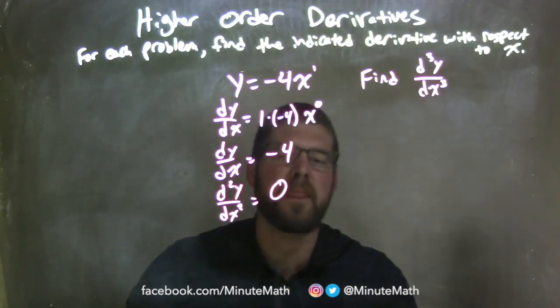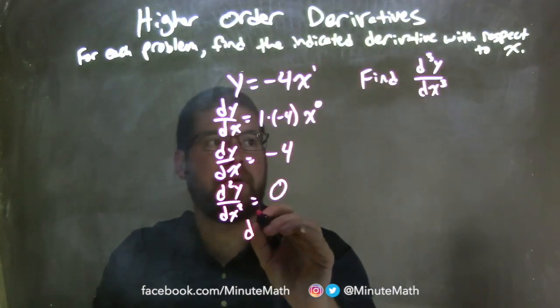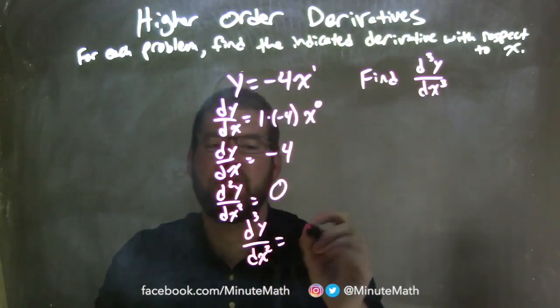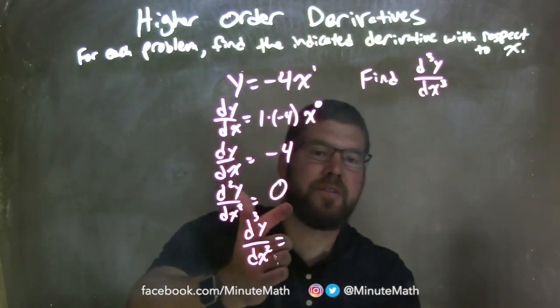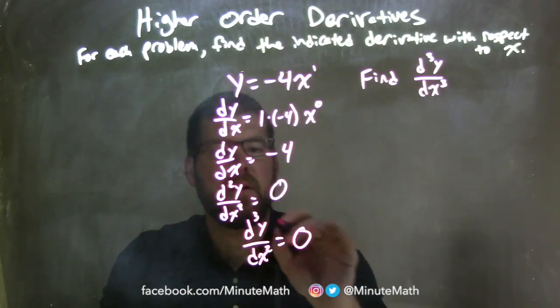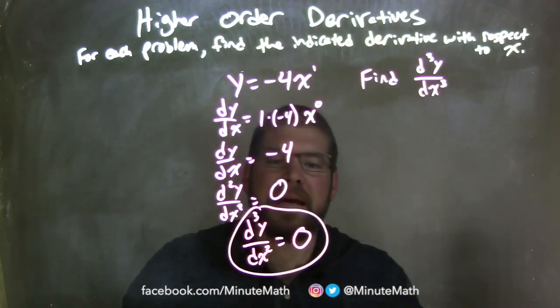But I need to find the third derivative, and this is where it really doesn't matter how many derivatives you take. Every single derivative from here on out is just going to equal 0 because the derivative of a constant, which is 0, 0 is a constant, is just 0. And there we have it. Our final answer. The third derivative of y is 0.